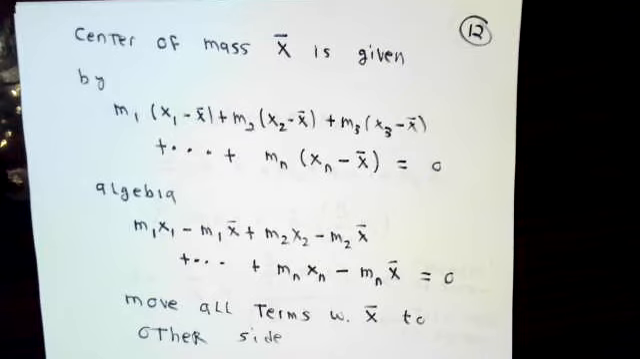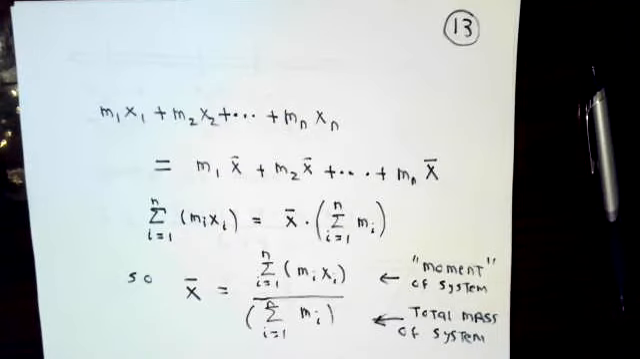Do some algebra. That first term is m1x1 minus m1x bar. The second term is m2x2 minus m2x bar, and so on and so forth. When you write it out like this, you get a bunch of terms, some of which have x bar in them, and some of them don't. So multiply all of this stuff out, and all the terms that have x bar in them move over to the other side of the equation. If you do that, good things happen.